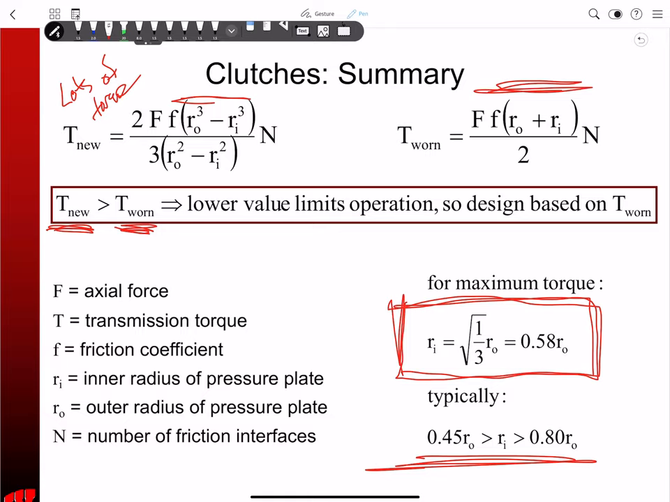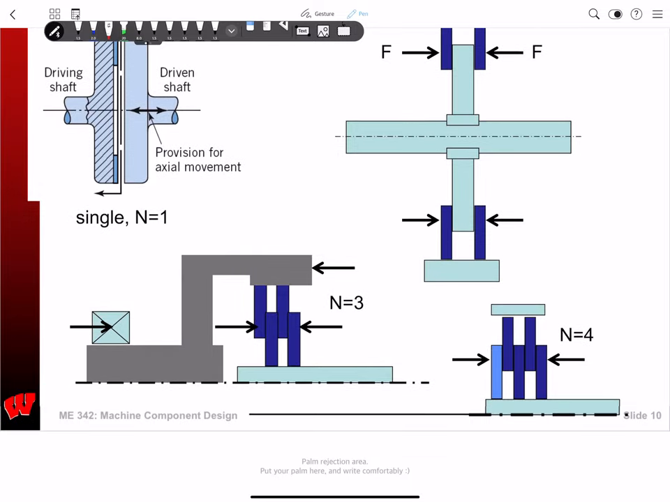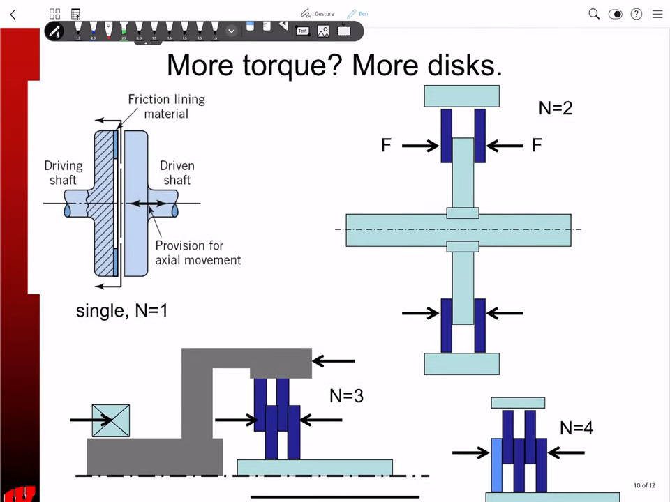Okay, so this is getting too long, so here we've got some stuff about torques. If I need more torque from a more compact clutch, I can just add more friction faces. Here I just have one friction surface, where the clutch pushes on the flywheel or something like that. Here I've got a couple.